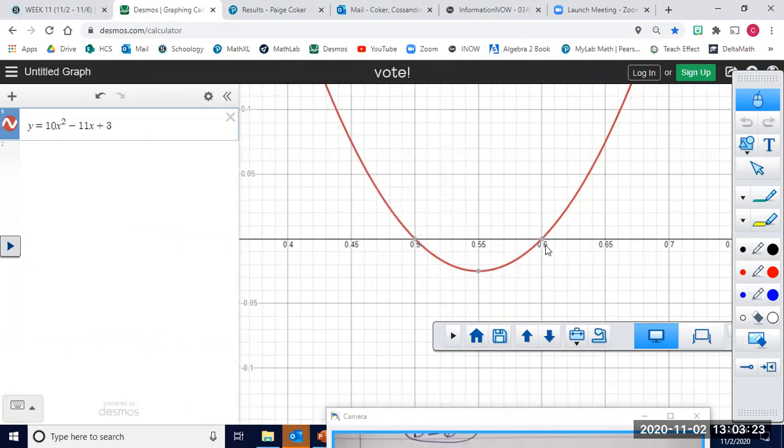And then it shows you this 0.6. So x equals 0.6 is an answer. But let's type in that one that we just did.